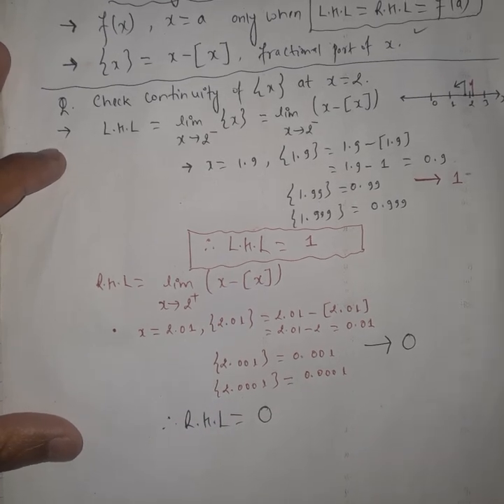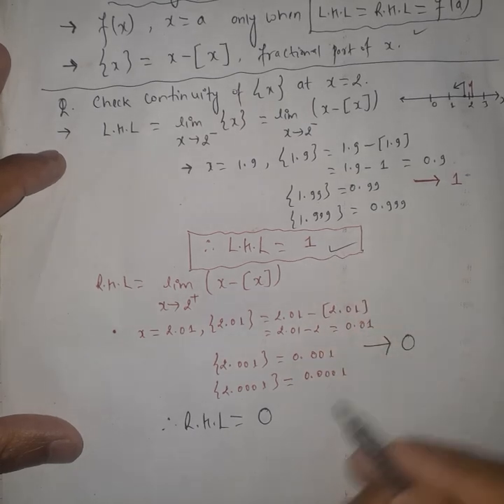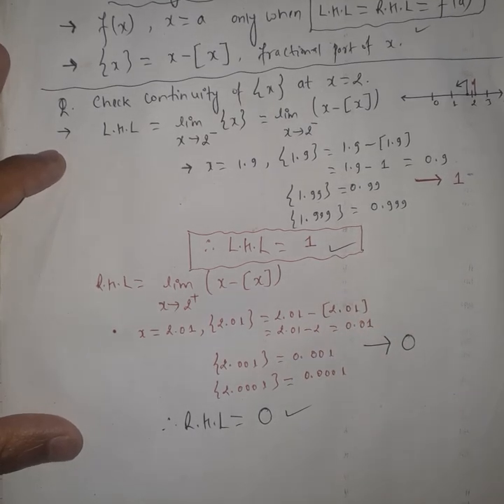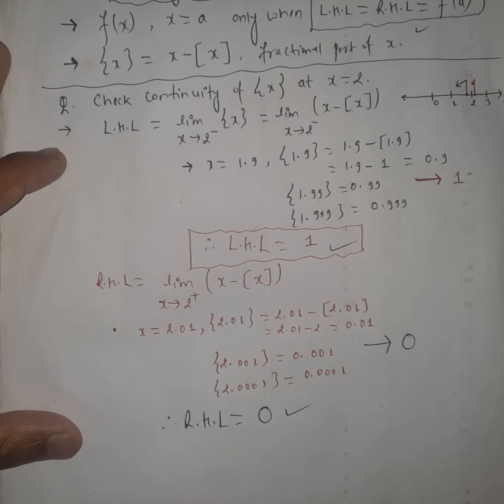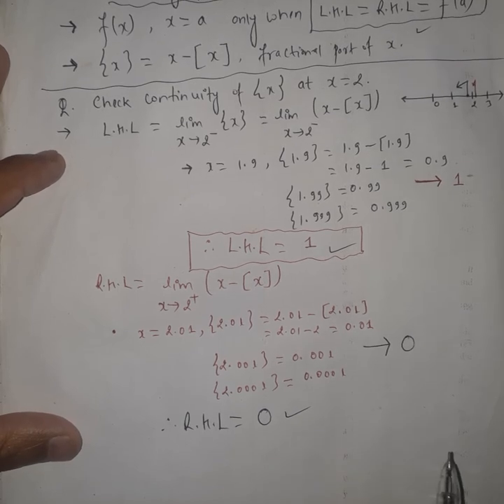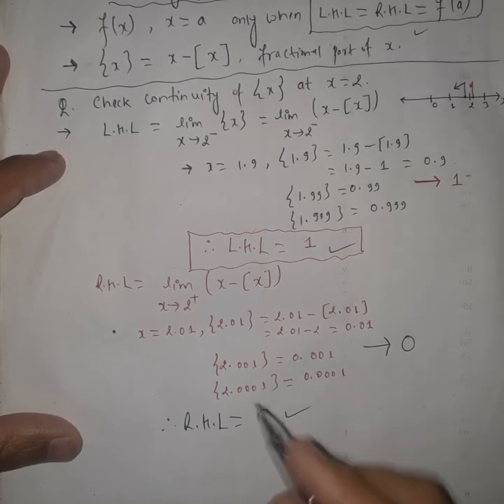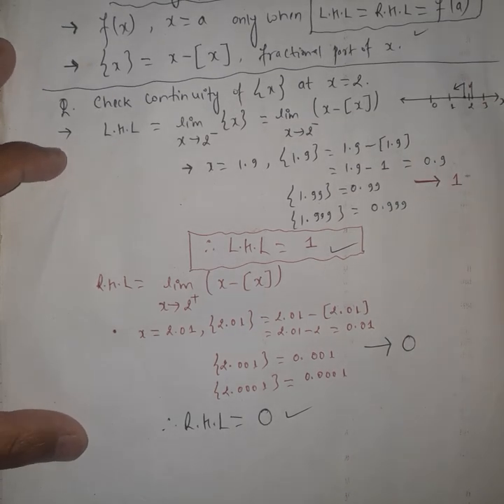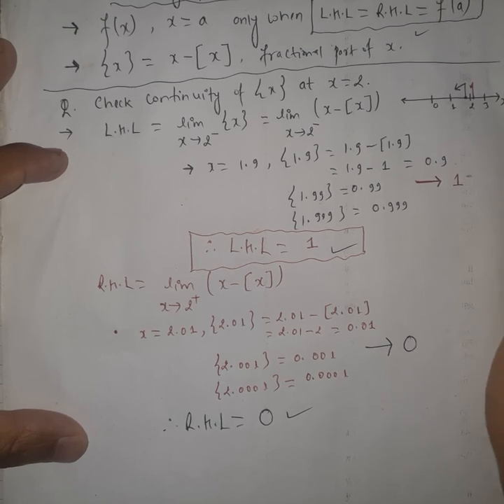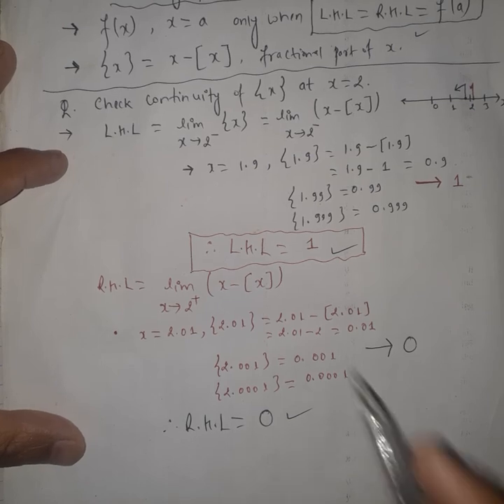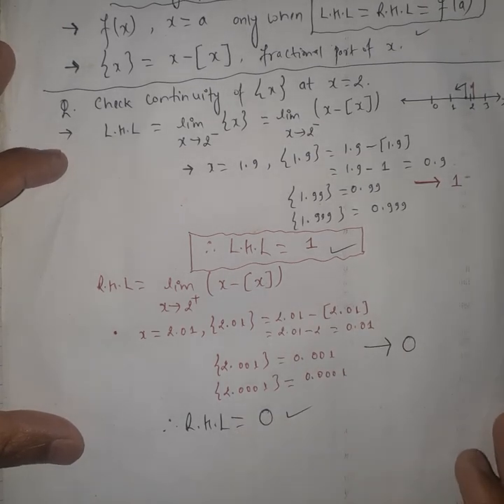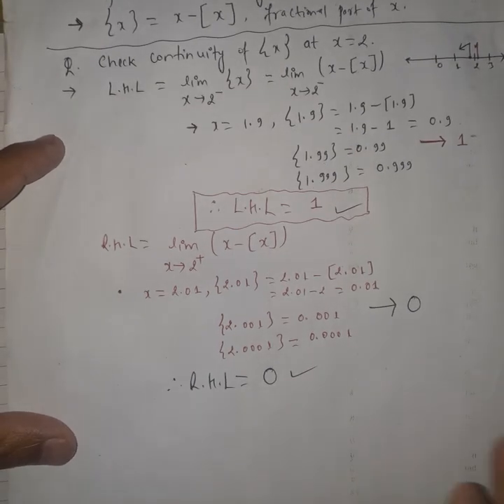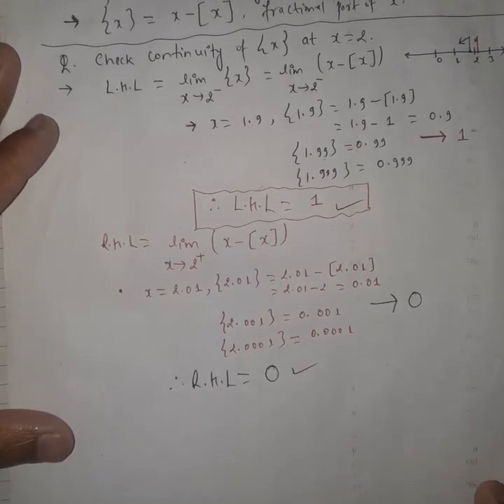Here we calculate the left hand limit as the number 1 and the right hand limit as 0. The left hand limit and the right hand limit are not equal, so the function is not continuous at the given point x equals 2. For the continuity of a function, both the left hand limit and the right hand limit should be the same, and this should be equal to the functional value at the same point. But here the left hand limit and the right hand limit are different, so the function is not continuous at the given point.